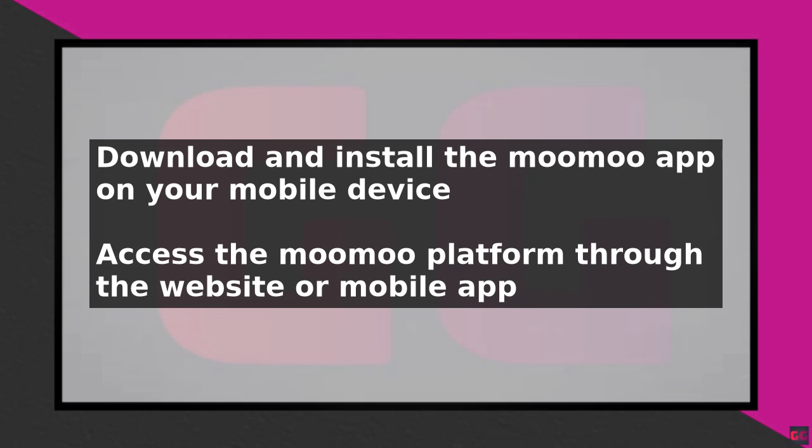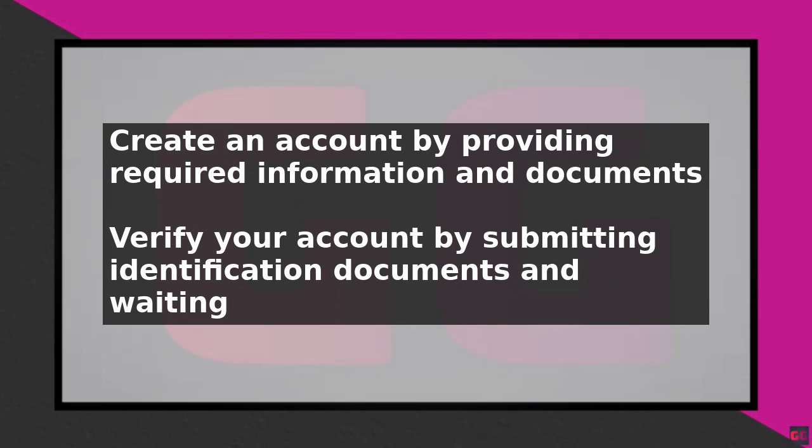After your account is verified, fund your account by depositing money into it. You can do this by linking your bank account or using other payment methods such as credit or debit cards. Make sure you have sufficient funds in your account to buy the stocks you want.